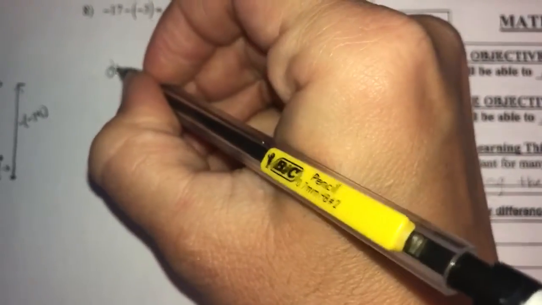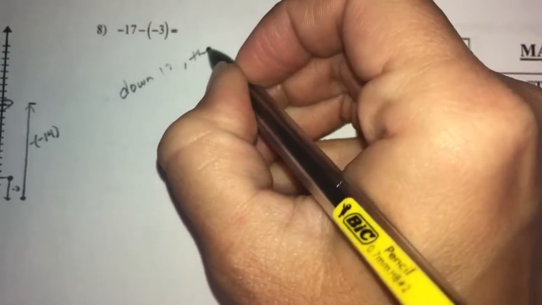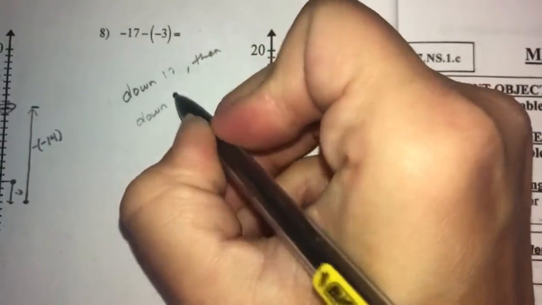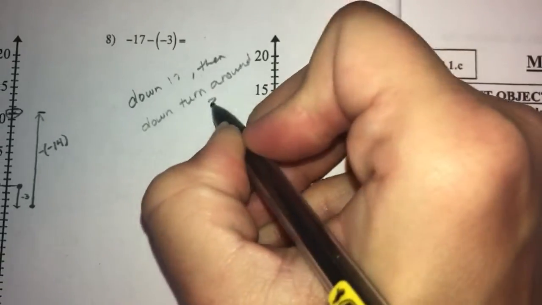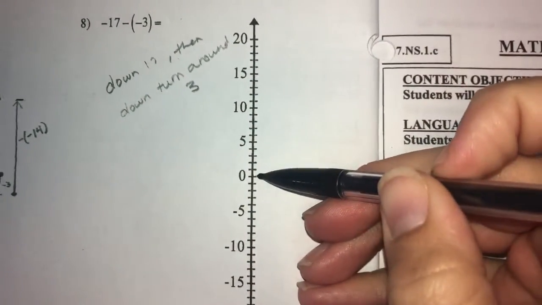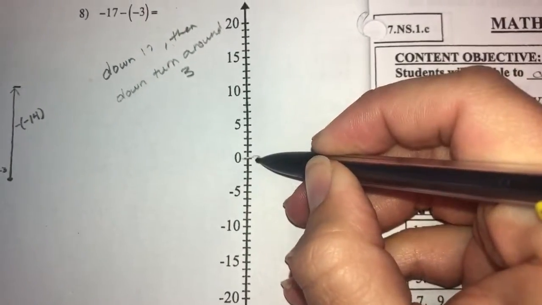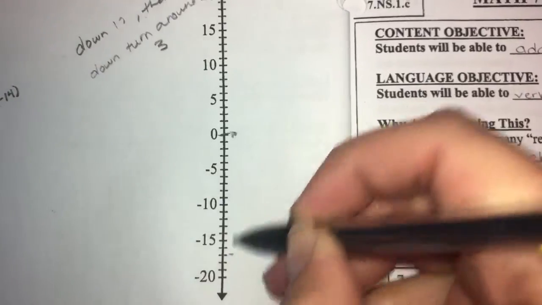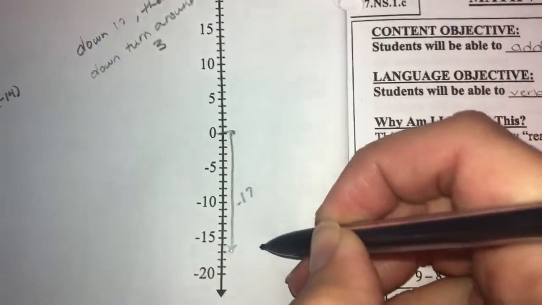All right, number 8, negative 17 minus negative 3. Negative 17 would mean down 17. Then this is a down, turn around, down, turn around, 3. So let's try that one. We start at 0 right here, and then we go down 17, way down here at negative 17. So there's our down 17 arrow.